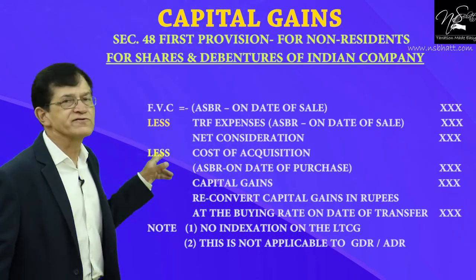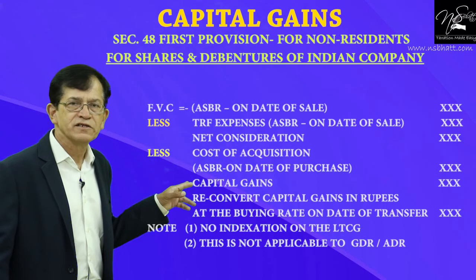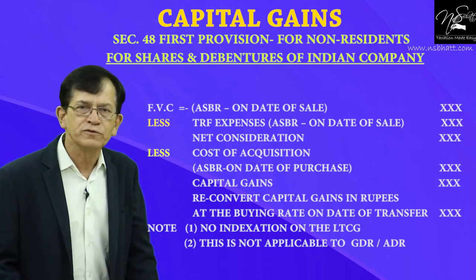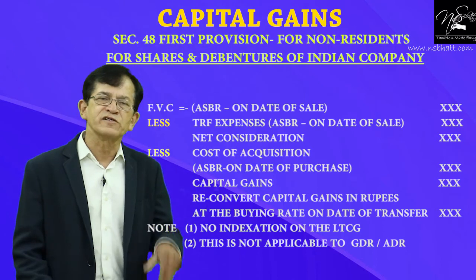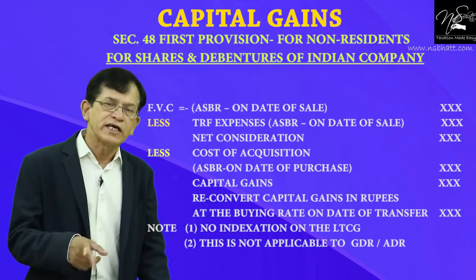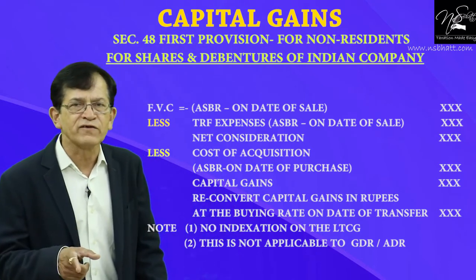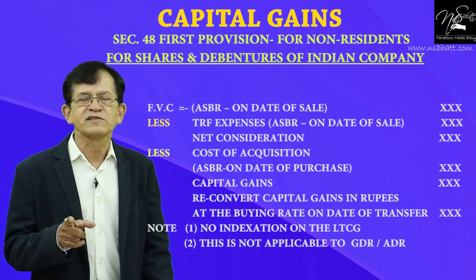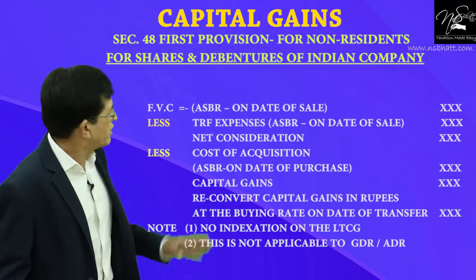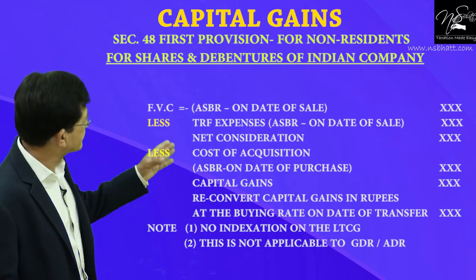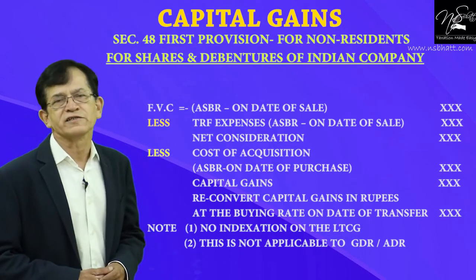Minus the transfer expenses. They are also incurred in rupee value. So convert that rupee value of transfer expenses into US dollars, once again using the average telegraphic buying and selling rates as on the date of transfer. So once you minus transfer expenses, you get the net consideration.